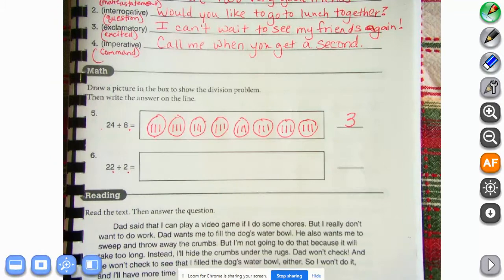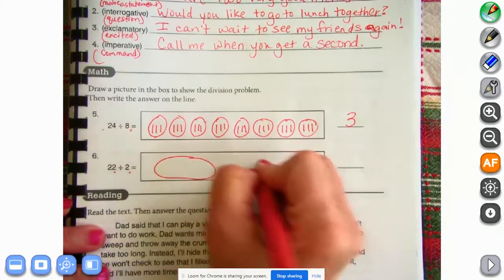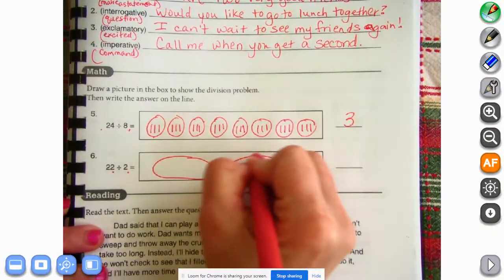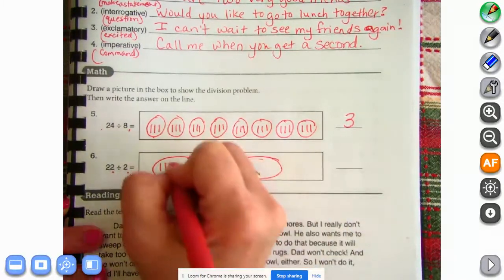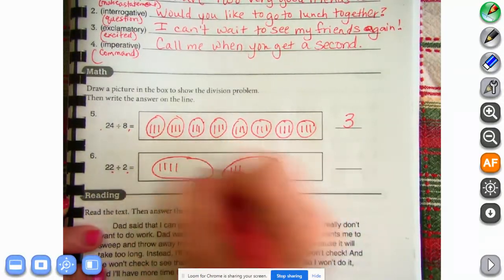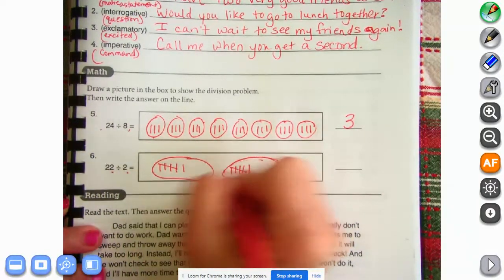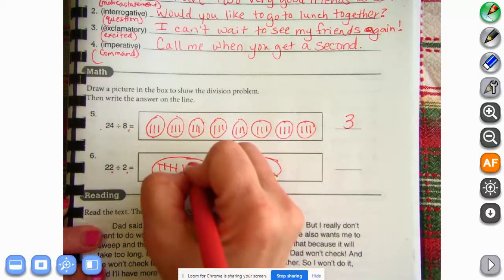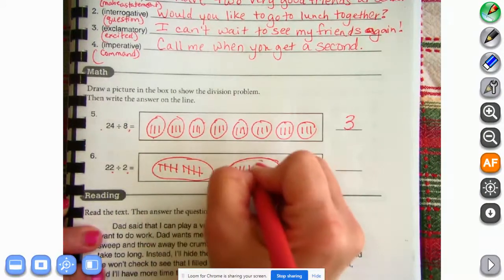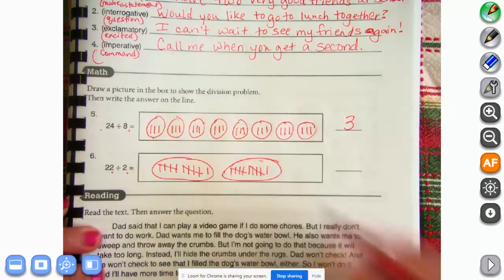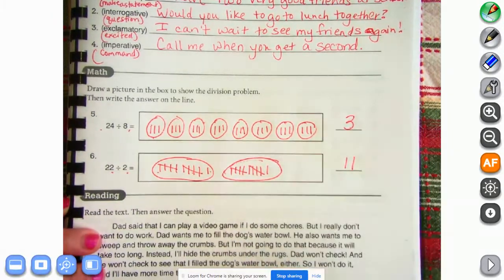And then if I did 22 divided by 2, I could do 1, 2. There's 2 groups. 1, 2, 3, 4, 5, 6, 7, 8, 9, 10, 11, 12, 13, 14, 15, 16, 17, 18, 19, 20, 21, 22. So that means I have 5, 10, 11. Okay.